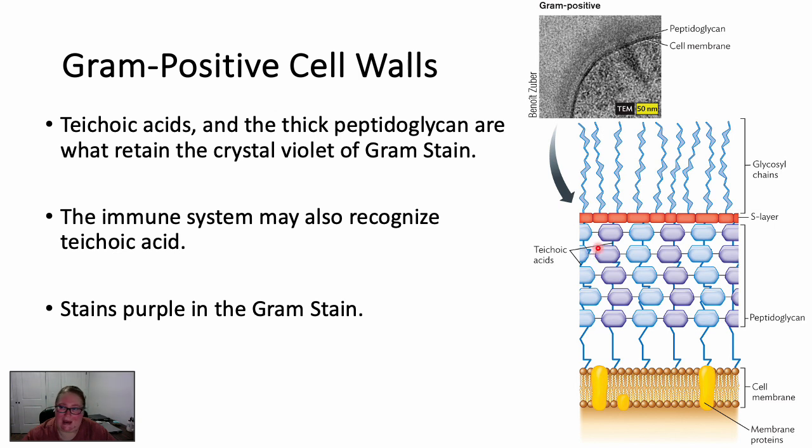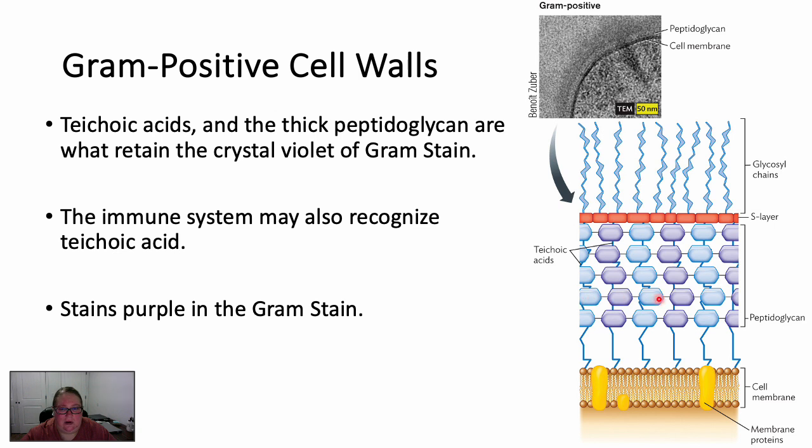This teichoic acid isn't going to let that crystal violet out. The thing with teichoic acids in gram-positives is that teichoic acid is something that our immune system recognizes, so it's really easy to identify gram-positives this way. And on the outside of our peptidoglycan layer, we're going to have these glycosyl chains. These are going to be polysaccharide chains. And just a reminder, because the crystal violet is going to stick in the peptidoglycan layers, it's going to be purple in the gram stain.